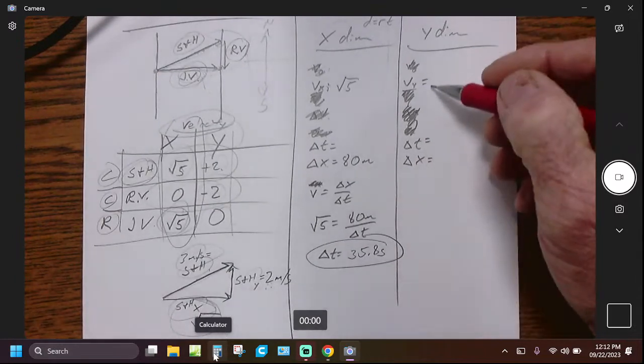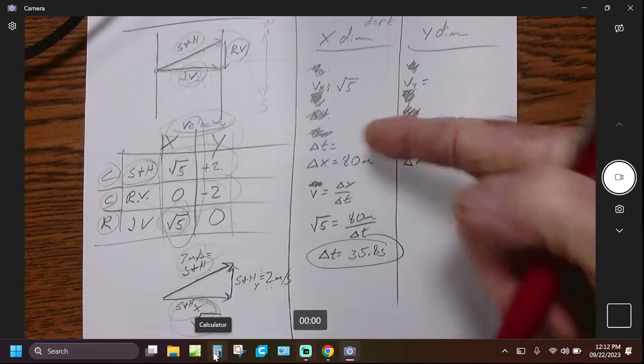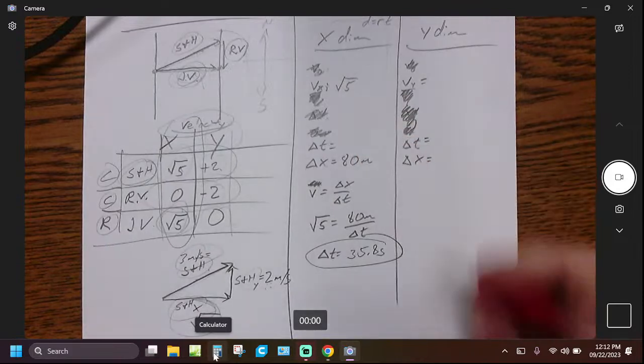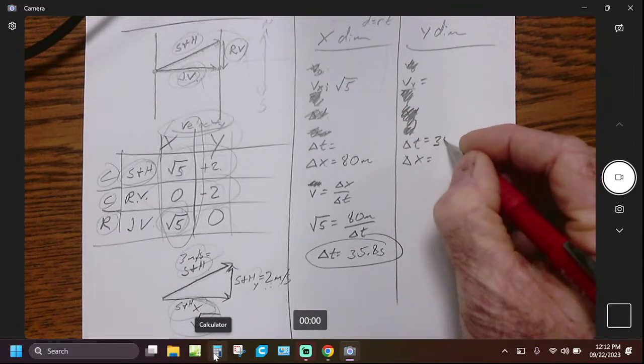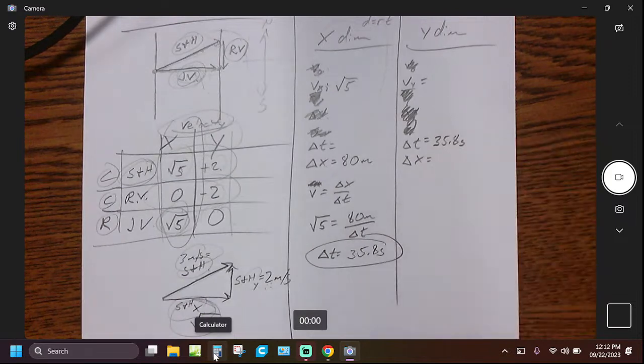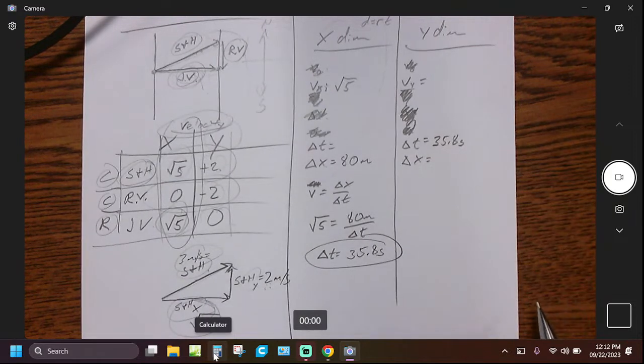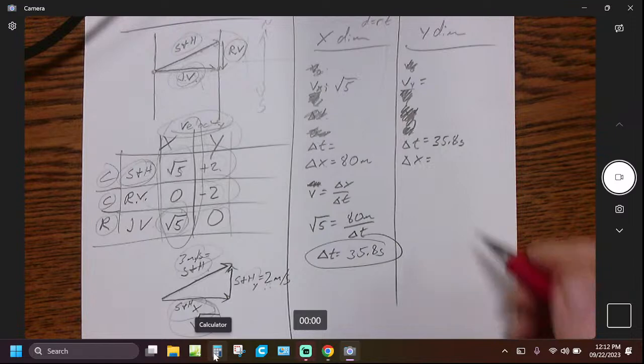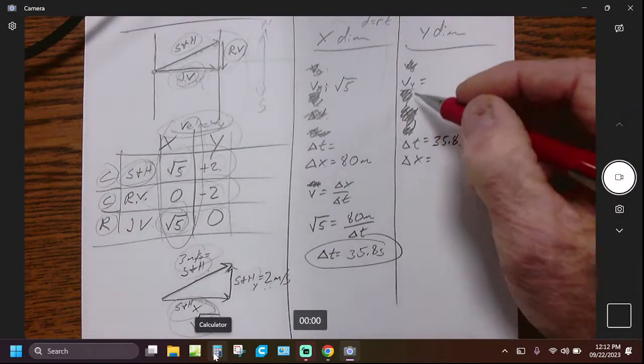Now, one of these I've already got. One of these is the same as in this dimension. What's that? Time. Time is the same in both dimensions. That'd be weird if it weren't, somehow time left to right being different than time up and down. I'm glad that's not the case. That would make physics hard.